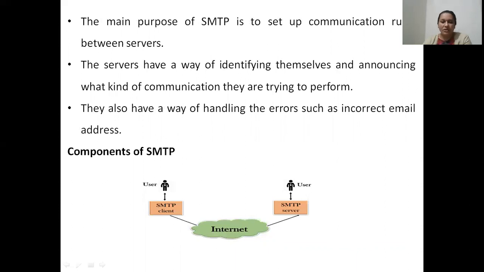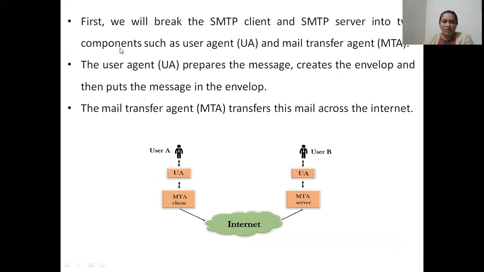Now coming to the components of SMTP. SMTP is also a client-server based protocol. This is the block diagram of SMTP showing its components. SMTP has two main components, the SMTP client and the SMTP server, which are connected through the internet. The SMTP client in turn contains two components, the mailing user agent and the mail transfer agent. Similarly, even the server will have a user agent and the mail transfer agent.